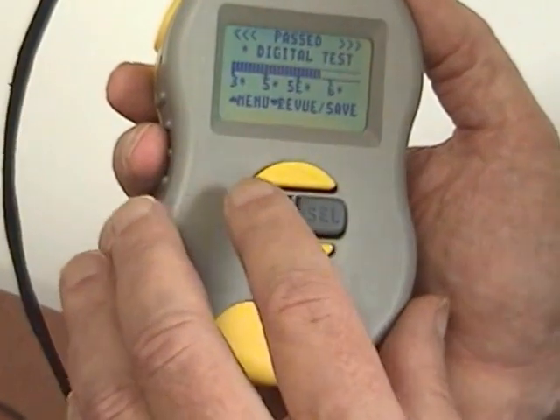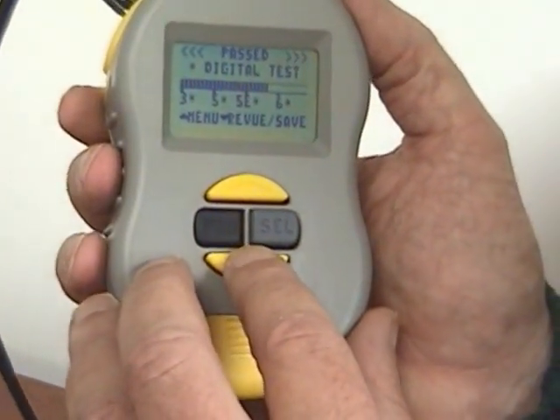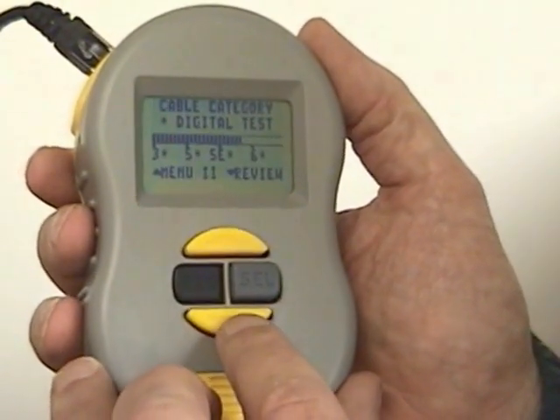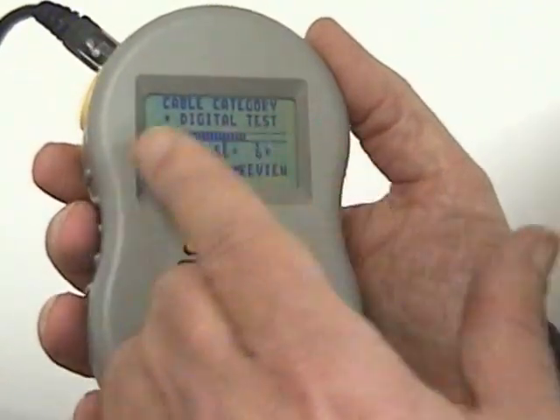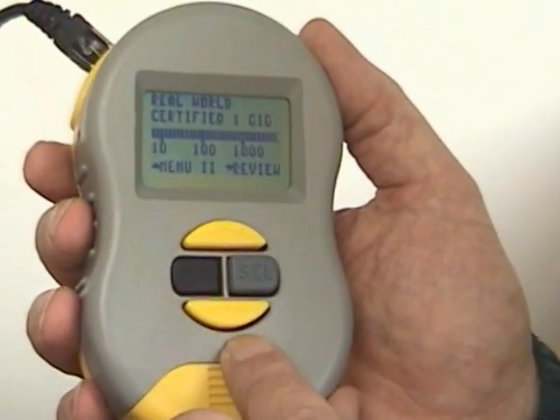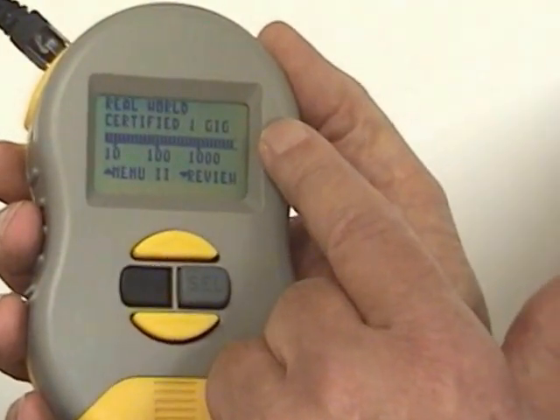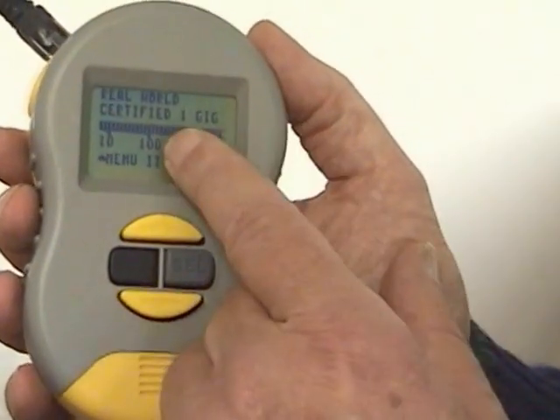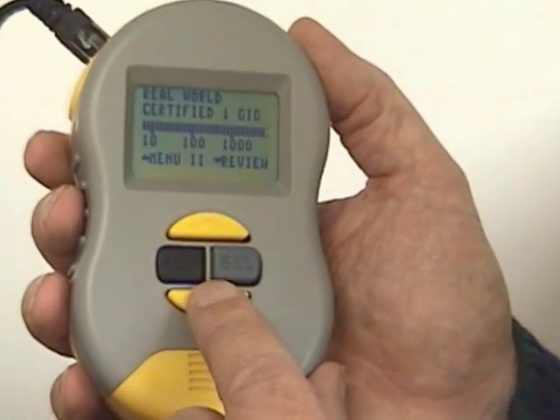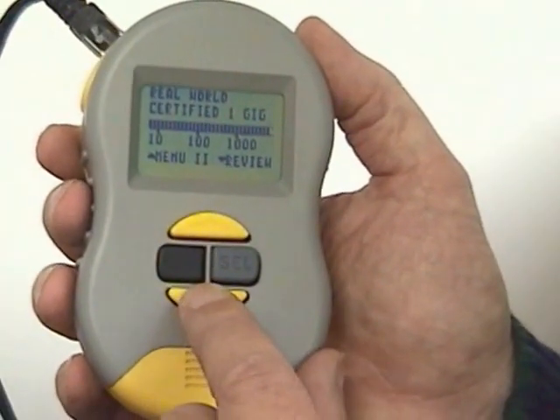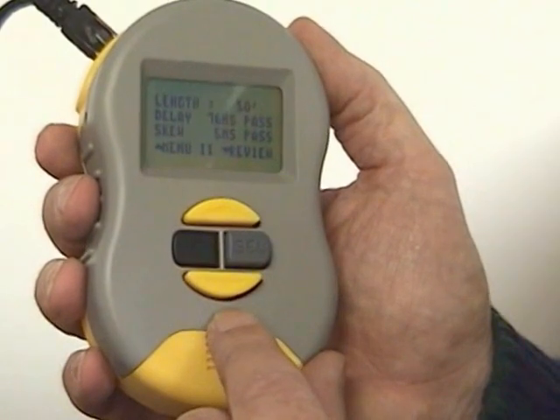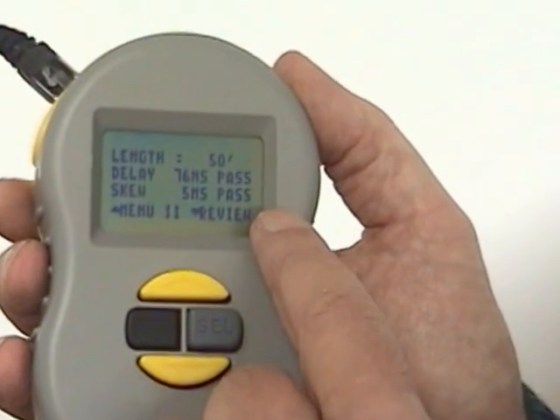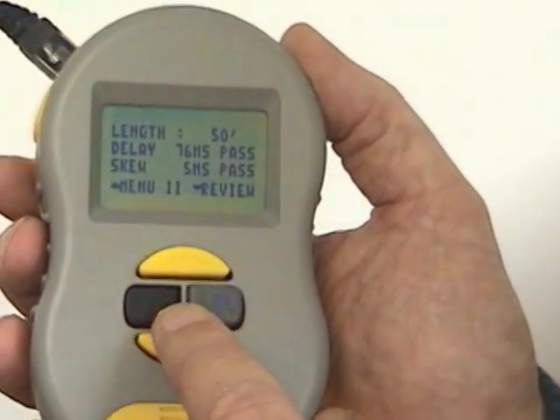All right. Now, if the customer wants to review the data, he can. We allow him to review it, so he presses review, and the data is there. Then again you see the screen where it gives you the cable type. It shows you that it's capable of a gigabit, and it's really good cable. So you can see that it's far beyond the minimum spec for 1,000. This is a 50-foot cable, and the delay is 76 nanoseconds, and the skew is 5 nanoseconds, which is the difference in delay between pairs.